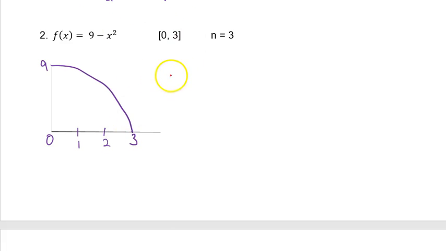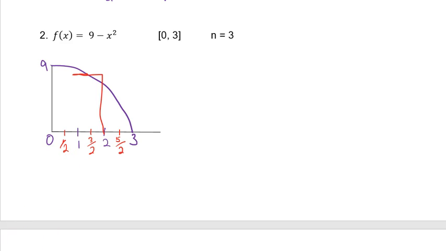Because we're doing midpoint rectangles, I do need to find those midpoints. So the first one again is 1/2, the second one is 3/2, and the third one is 5/2. And then before I go figuring out all of my outputs, I'm going to draw those rectangles. They touch at the midpoint, and then I draw left and right to make my rectangle. And obviously my drawing's pretty terrible, but you get the idea.